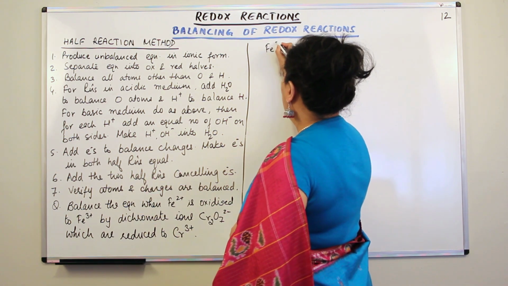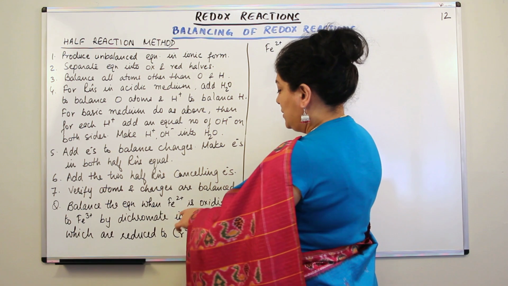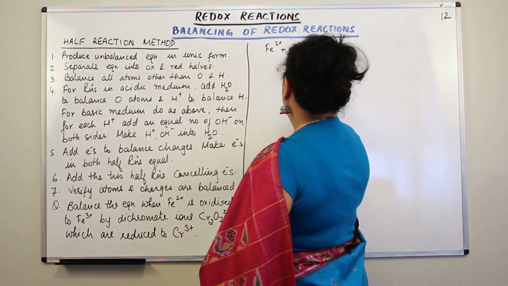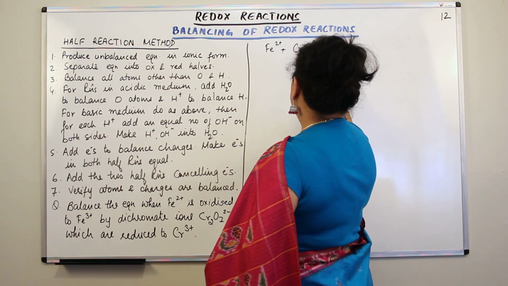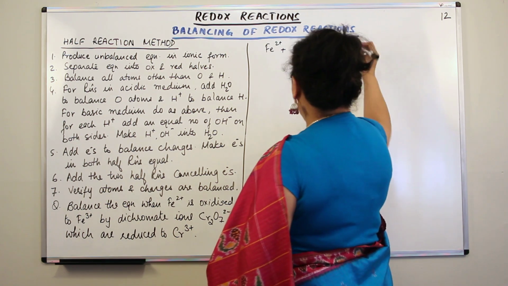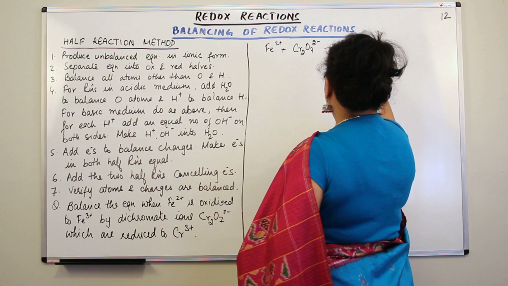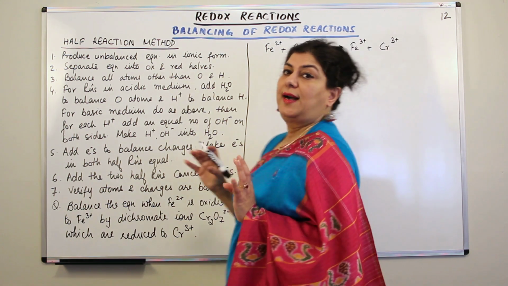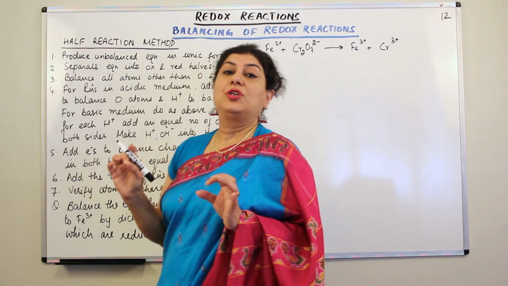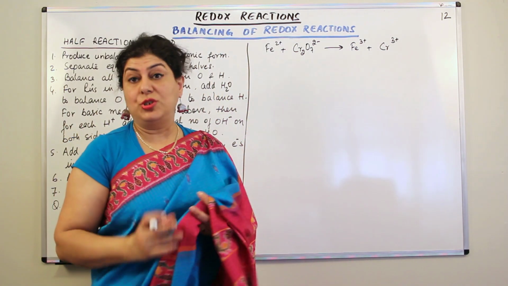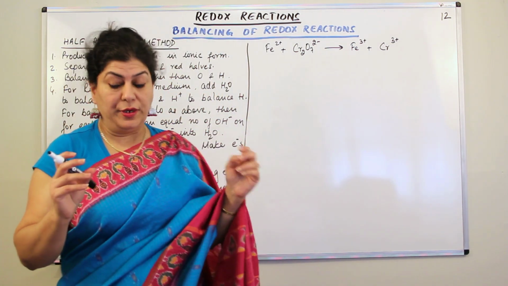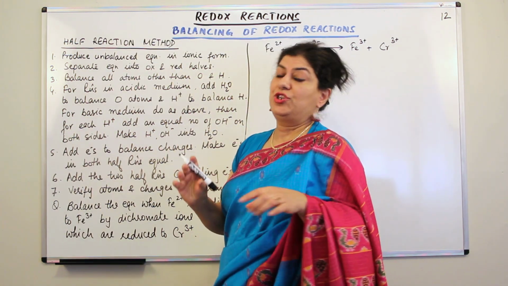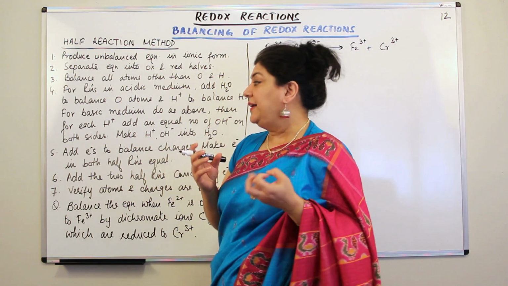Fe2 positive was present, and it was oxidized by dichromate ion, that is Cr2O7 2 negative. It will give you Fe3 positive plus Cr3 positive. So this is the ionic equation that you have got. You have the ions on both the sides, the reactants and the products. In the next step, what do we do? You separate the equation into oxidation half and the reduction half.